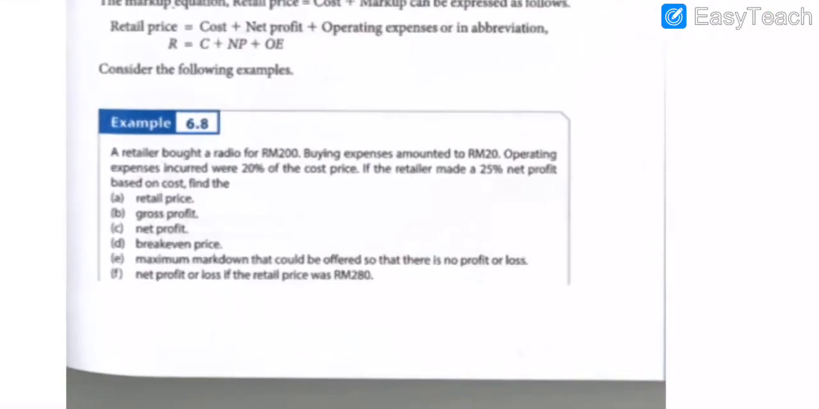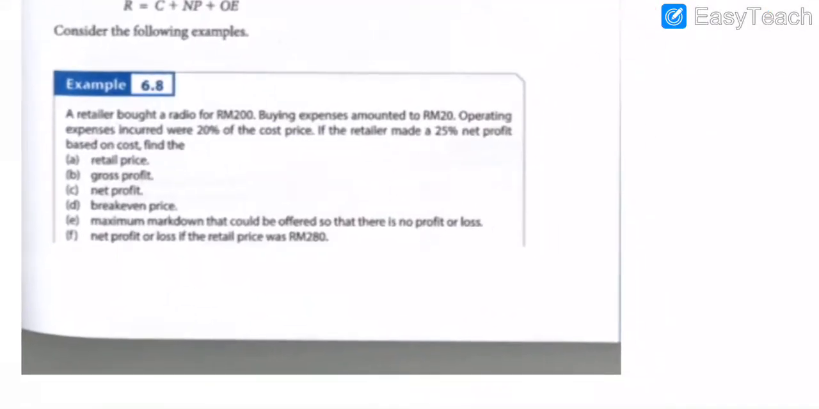Okay, so let us look at this question. A retailer bought a radio for 200. So the cost here is 200. Buying expenses amounting 20 ringgit. Operating expenses were 20% on the cost. If the retailer made 25% net profit based on cost, find the retail price.